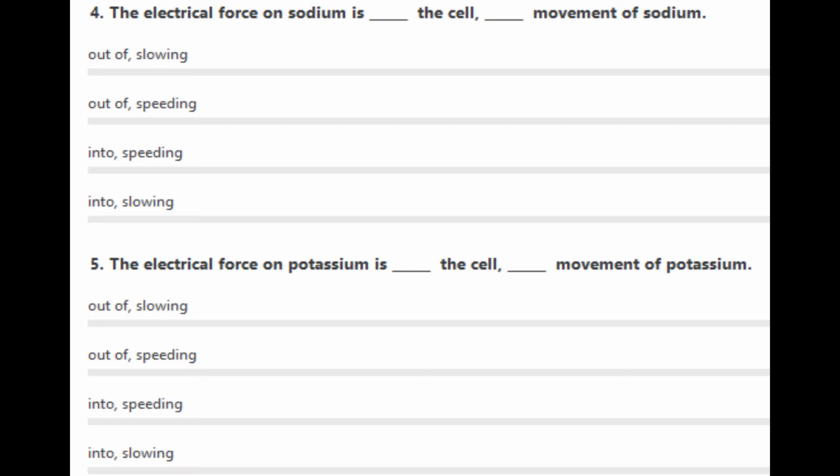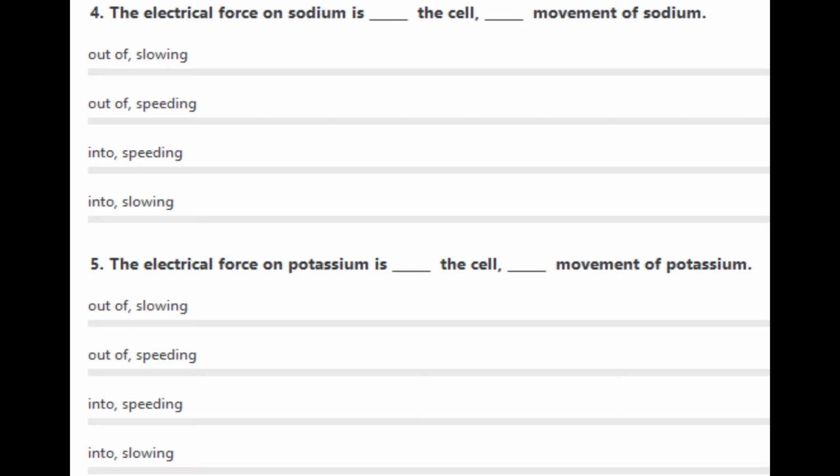Okay. So our final question, tracking the electrical force on potassium and what that's doing to the rate of the potassium movement, is a little trickier. So if we look back up, we saw that our chemical driving force on potassium is out of the cell. So potassium wants to get out because there's a lot of potassium inside the cell. There's not very much potassium outside the cell.